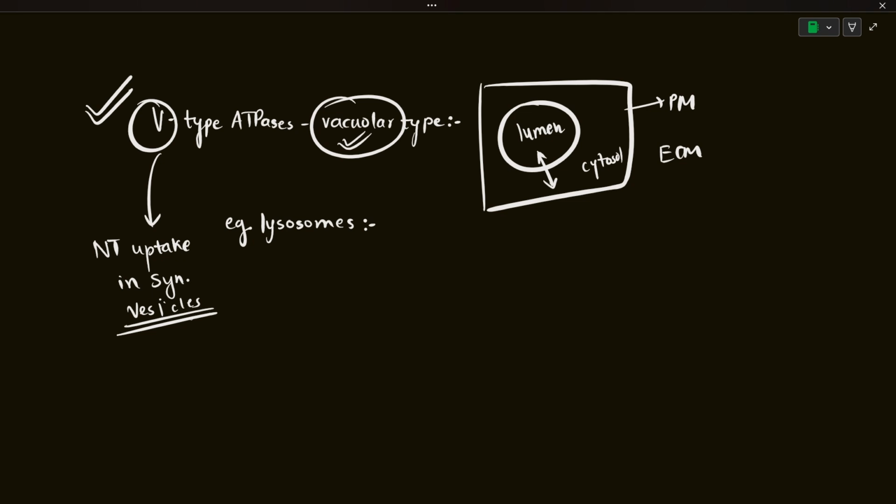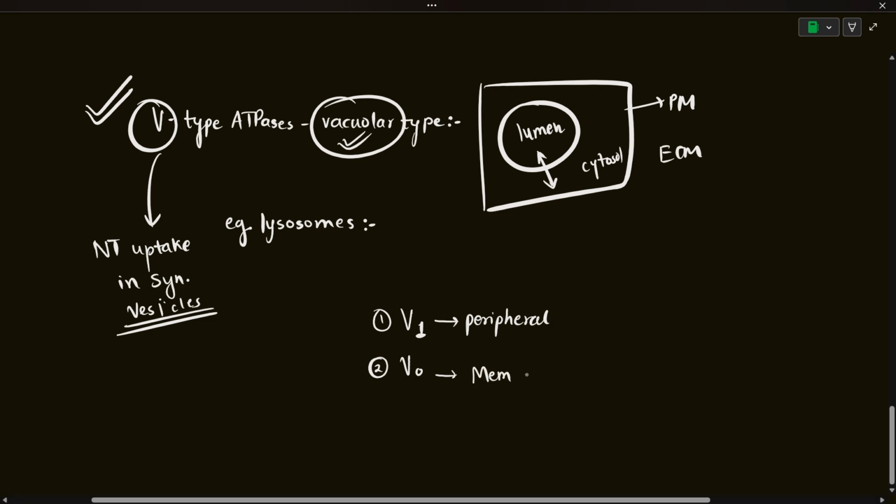The V-type ATPases have a different conformation. They have two domains, the V1 domain and the V0 domain. Just like the P-type ATPases have alpha and beta subunits, the V-type ATPases have V1 and V0 domains. The V1 is the peripheral domain, and the V0 domain is the membrane-embedded, transmembrane domain. The V1 domain is usually the ATP-hydrolyzing domain, so it has subunits which do the ATP hydrolysis, while the V0 domain is the one which forms the proton channel.